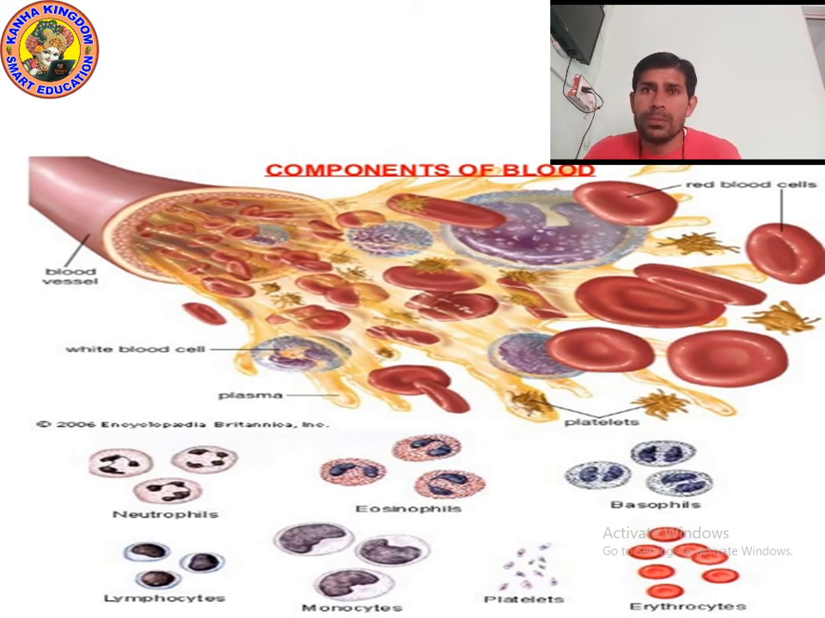So there are different types of cells present in the blood: red blood cells, or you can also call them red blood corpuscles, white blood cells, or white blood corpuscles, platelets, and plasma. Plasma is a fluid in which all these reside. So I hope you understood about the components of blood. Now let's move on to the last point.